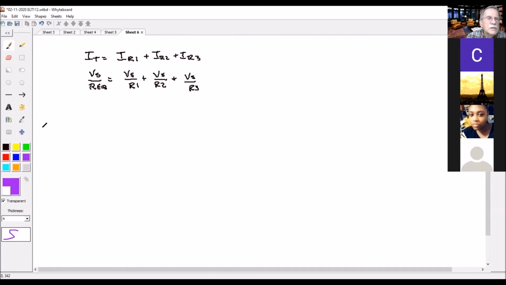If I take this thing and multiply both sides by 1 over VS, I get 1 over REQ is equal to 1 over R1 plus 1 over R2 plus 1 over R3.